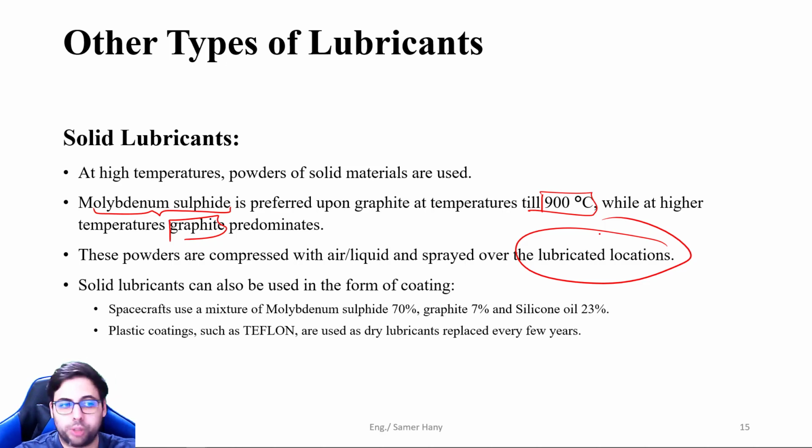Okay. We can also use them in the form of coating. So applying a coat to our surfaces. This coat can be permanent or a temporary coat. The temporary coat is just the solid lubricants with some content of oil, silicone oil of course, to withstand the temperature, and this of course depends on the temperature range that we're working at.